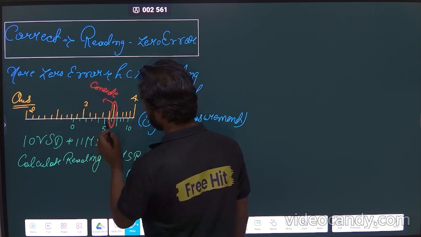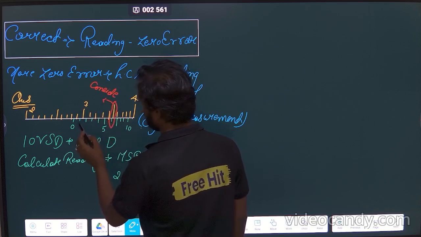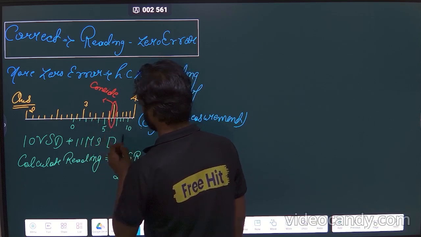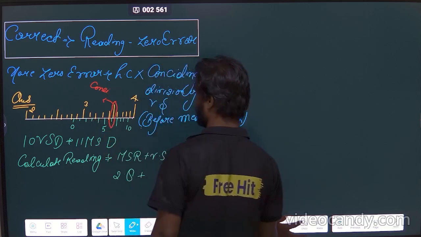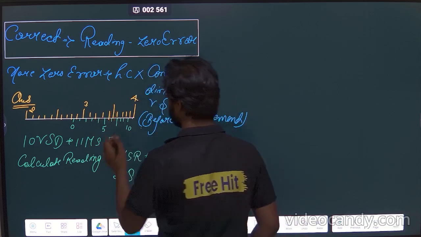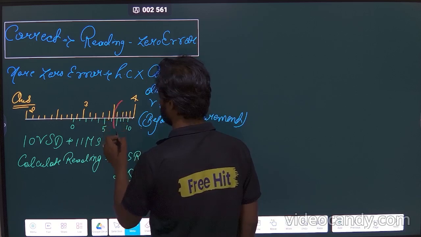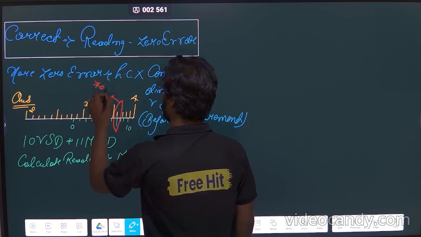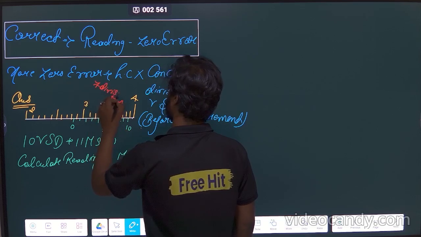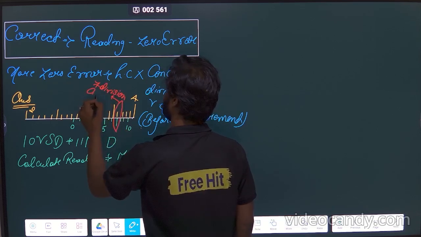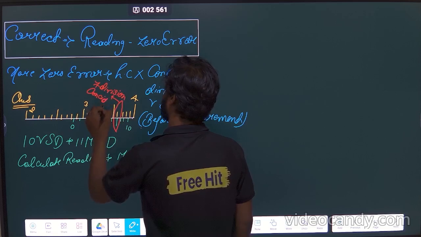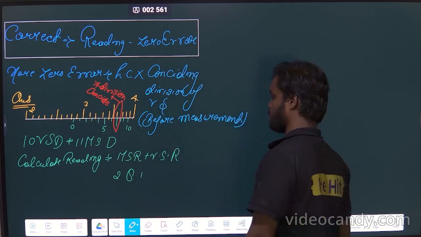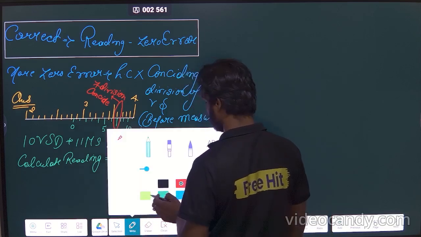This division is getting coincided. If you see properly, which division is this? This is fifth. So 0, 1, 2, 3, 4, 5. It's the seventh division, no? The seventh division coincides. These are the two divisions which coincide.